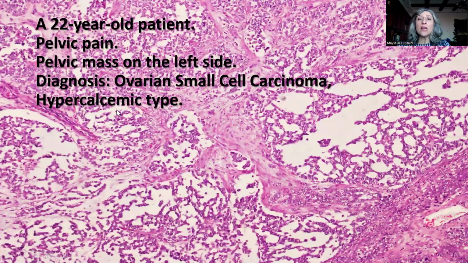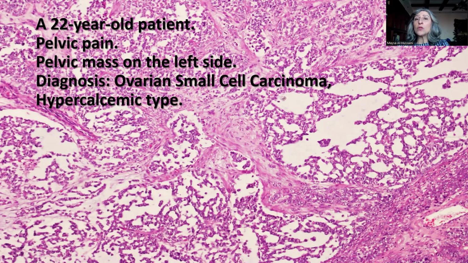So the final diagnosis of this case was an ovarian small cell carcinoma hypercalcemic type. Now, I should mention that the patient did not have hypercalcemia, which we asked to be tested once we made the diagnosis. However, hypercalcemia is only seen in about two-thirds of cases. It's not a mandate for the diagnosis, despite the name of the tumor.